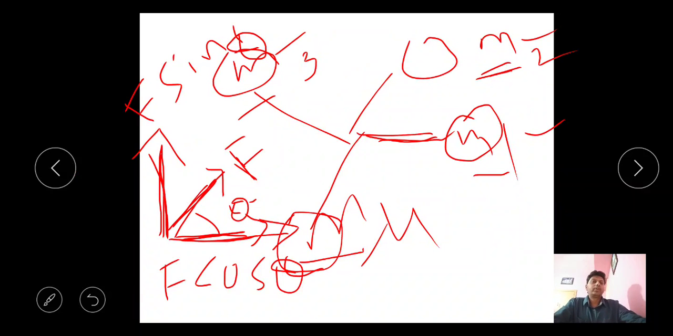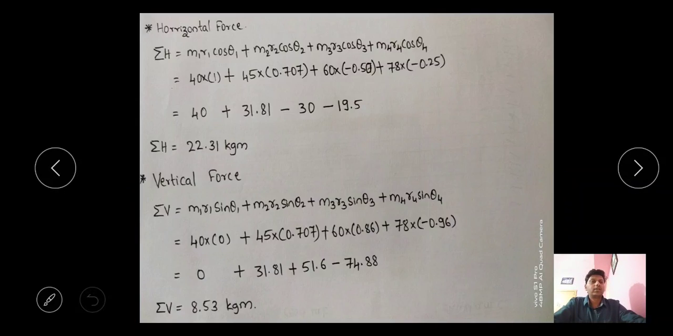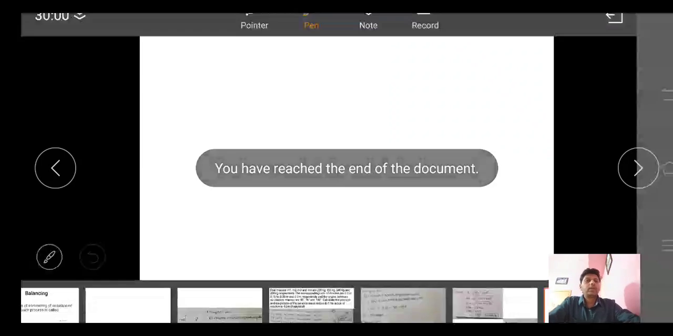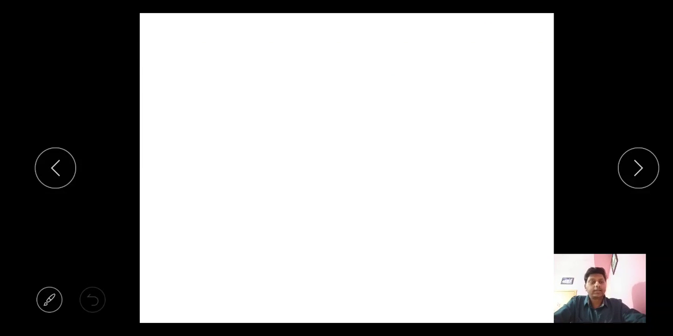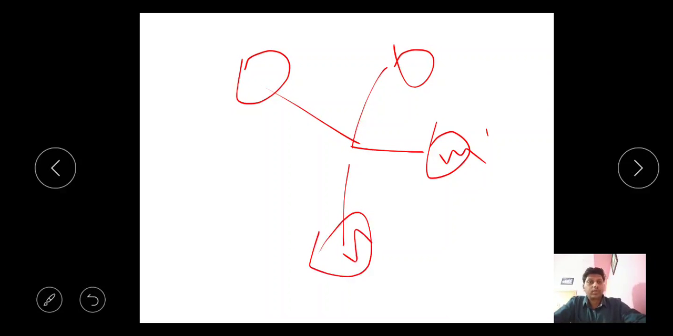Now what we are doing here is, if you just consider this, we are calculating, if four forces are there, M1, M2, M3 and M4.